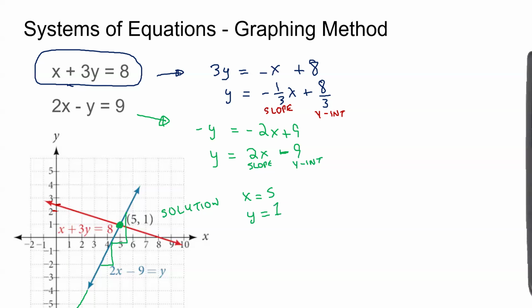And if I took x equals 5 and y equals 1, from the point right there, then I could put it in up here and I'd get 5 plus 3 times 1. Indeed, that is 8. So it works there. And then down here, I'd have 2 times 5 minus 1. Sure enough, that one's 9. So we found a solution for this system of equations that satisfies both things. We did this with the graphing method or graphical method where we just graphed it and looked to see where they cross.